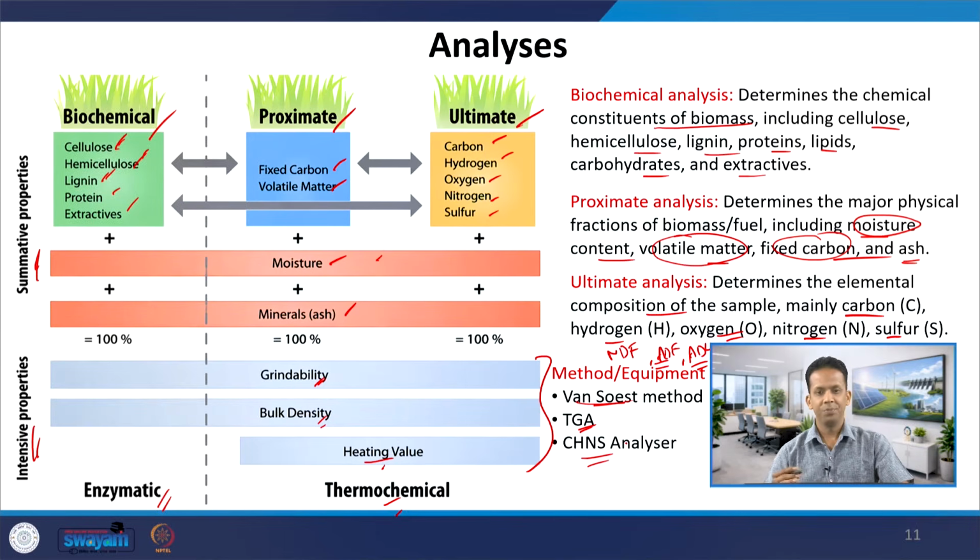The CHNS analyzer is a highly sophisticated piece of equipment where you put the sample and it gives us these 4 elemental readings, and then we subtract ash out of the total mass. 100 minus CHNS minus ash will give us oxygen. So, oxygen is found by difference.